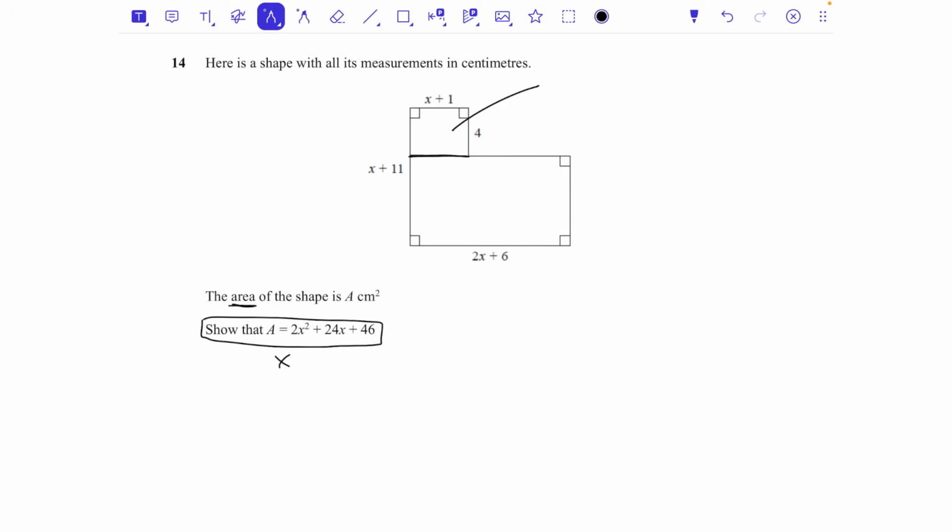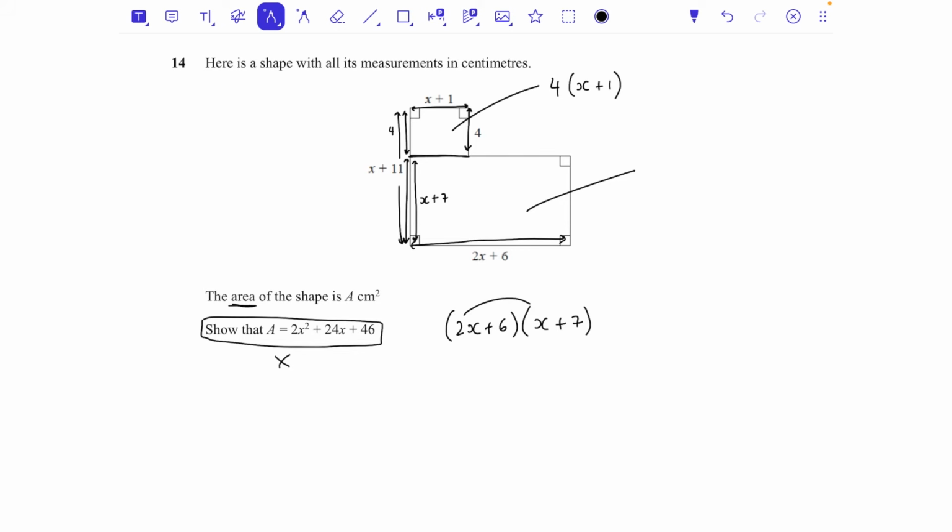So this top bit, I'm okay to just work this out. This is 4 and this is x add 1. So I'm just going to multiply those together. 4 lots of x add 1 would be the area of that top bit there. For the bottom bit, we can see that it's got a width of 2x add 6, that's okay, but I don't know what the height is, because remember this x add 11 is going all the way up to the top here, and I don't want to use that for that bottom rectangle. But what I do know is that this bit up here is 4. So therefore, what's left here, if I take 4 away from x add 11, this is x add 7. So therefore, I'm multiplying 2x add 6, that's the base, by x add 7, that's the height.